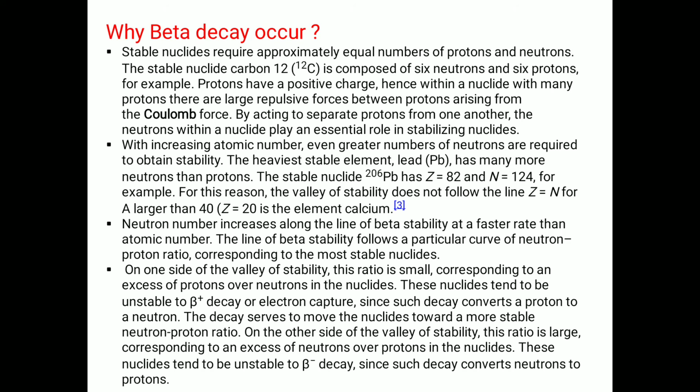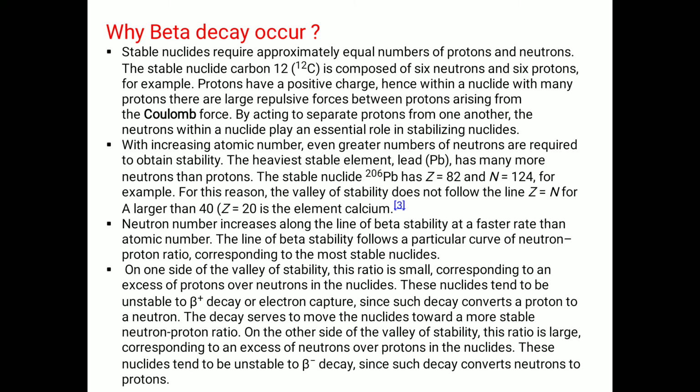Now why do beta decays occur? Stable nuclides require approximately equal numbers of protons and neutrons. Now consider the stable nuclide carbon 12. It is composed of 6 neutrons and 6 protons. Protons have a positive charge, hence within a nuclide with many protons, there are large repulsive forces between protons arising from the Coulomb force.